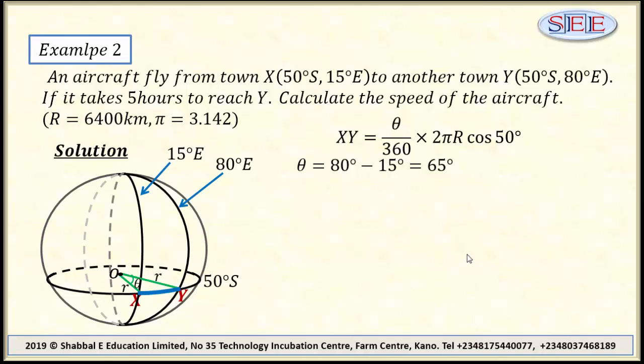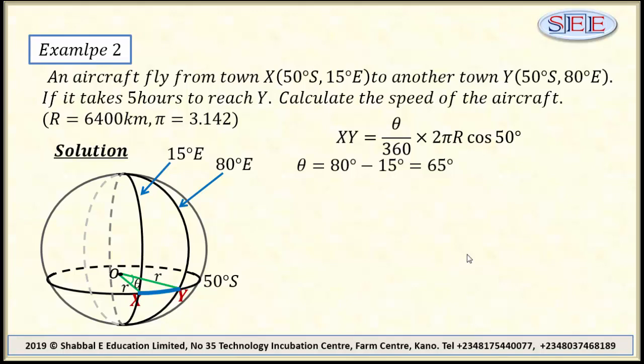Why do we subtract? Because the longitudes of X and Y happen to be in the same direction. Remember, in the first example that we have seen, X and Y are in the opposite direction, the longitude. There we add. But if the longitude is in the same direction, we subtract. We subtract the smaller longitude from the higher longitude.